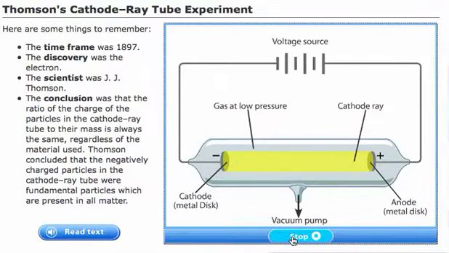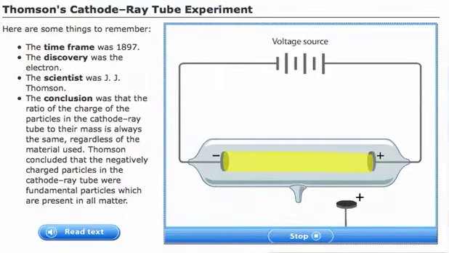When the cathode and anode of a cathode ray tube are connected to a voltage source, electric current flows through the tube and can be seen as a cathode ray. The cathode ray is made up of electrons. When a positive electric field is placed next to the tube, the path of the electrons moves toward the field.